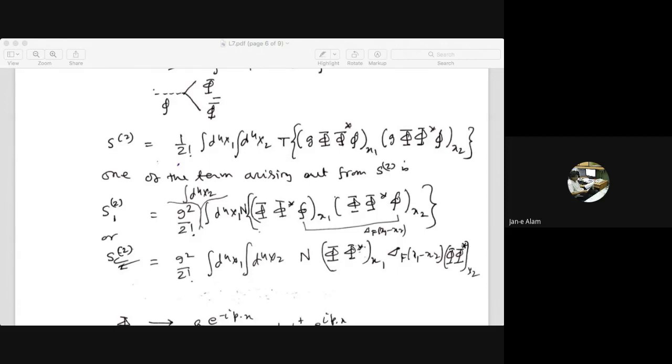So if you take n equal to 3, 4, then you will get higher order processes. But one interesting thing is that S contains all possible processes. But beyond first order, that is n equal to 2, the calculations become more complicated.